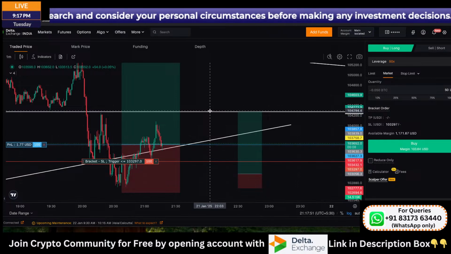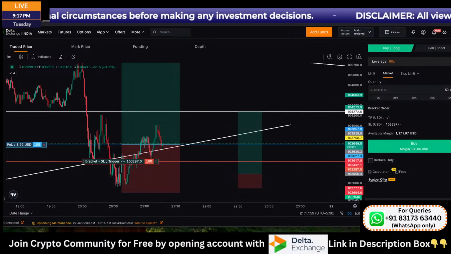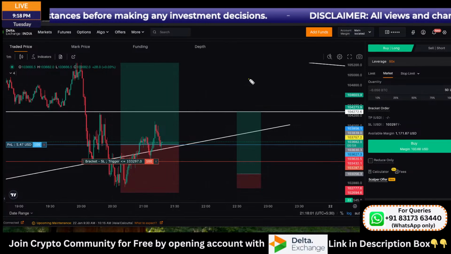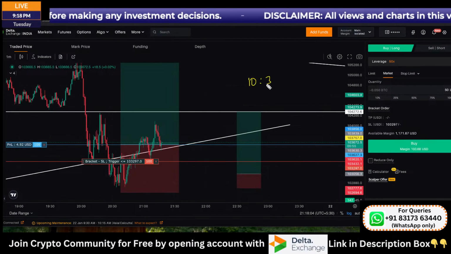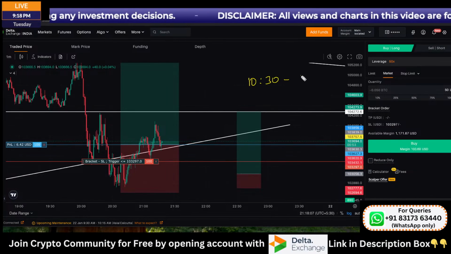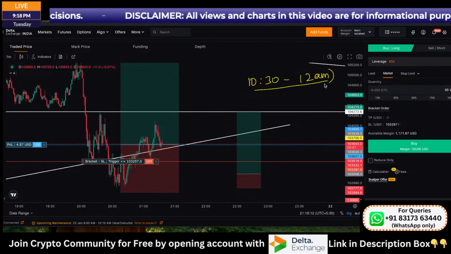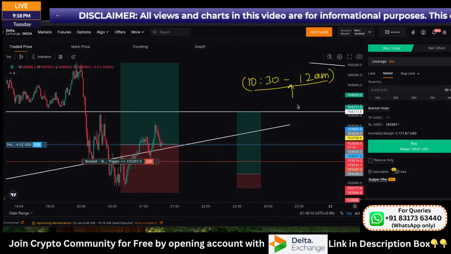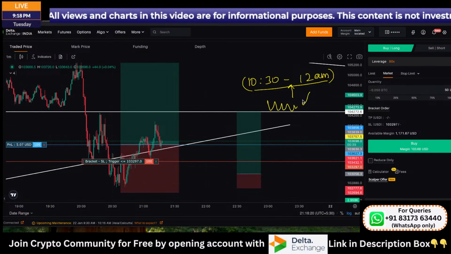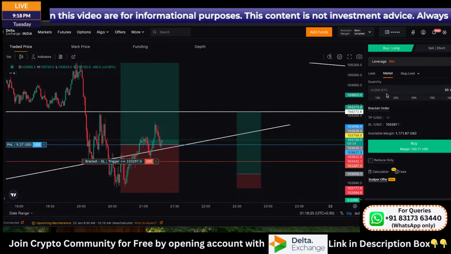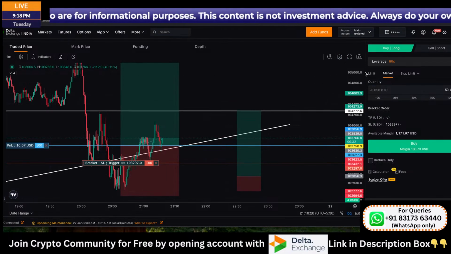Which are the best times? Most time apart from 8 p.m. You can see from 10:30 to 12 o'clock. During this time also, BTC has good opportunities in the market. It doesn't go sideways. When US market is open, these time frames also is a good time frame. So if you want, you can consider that.